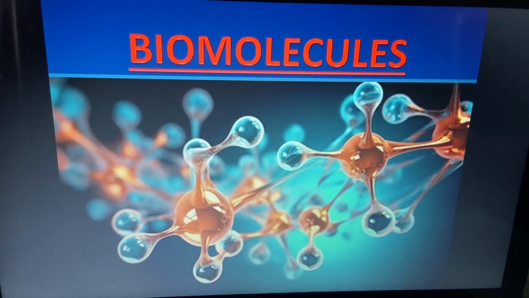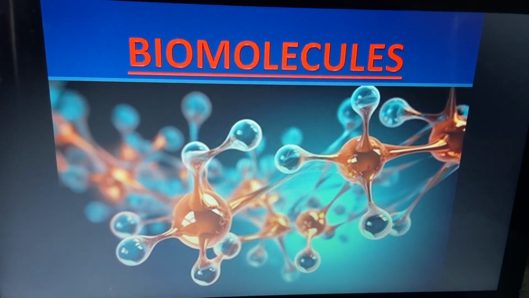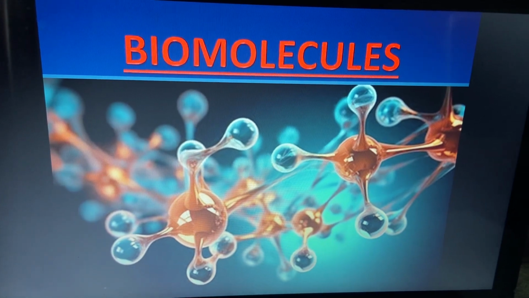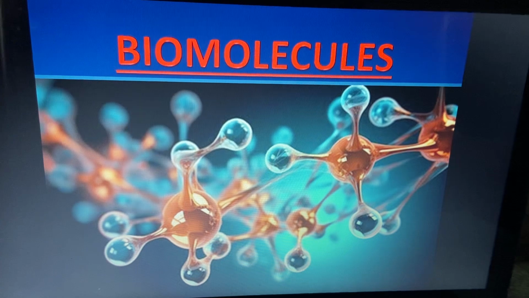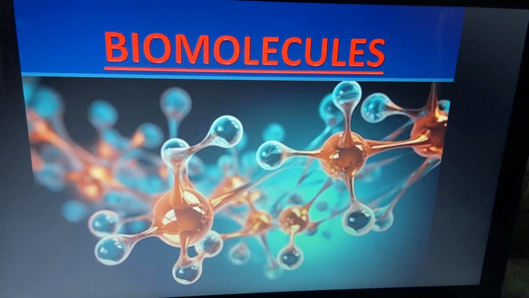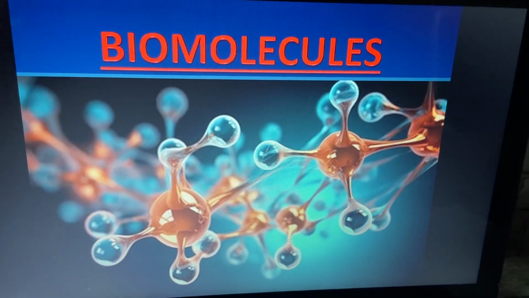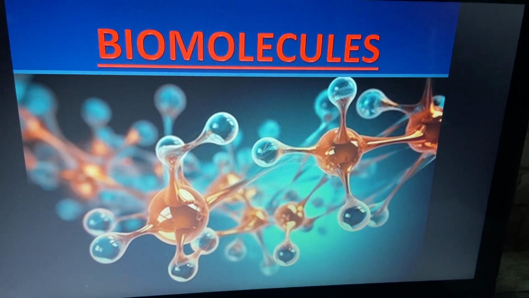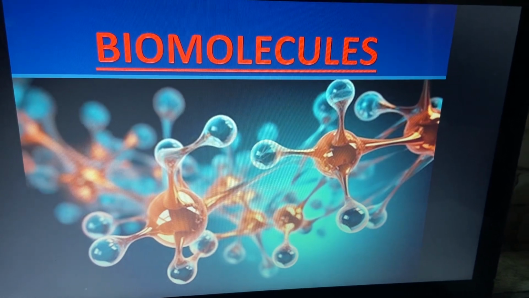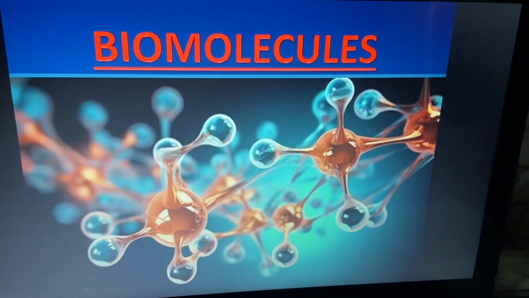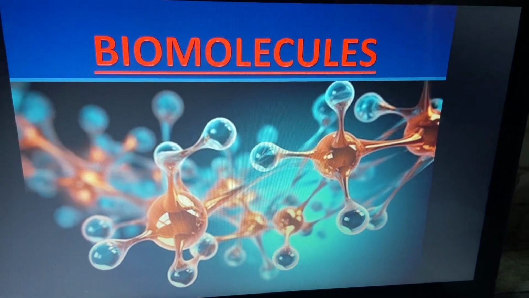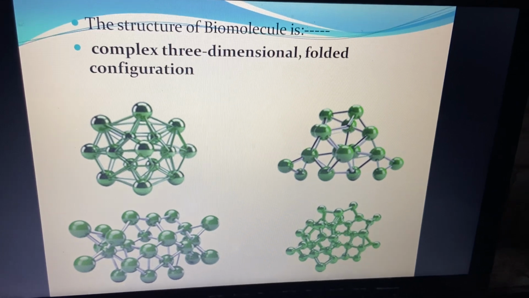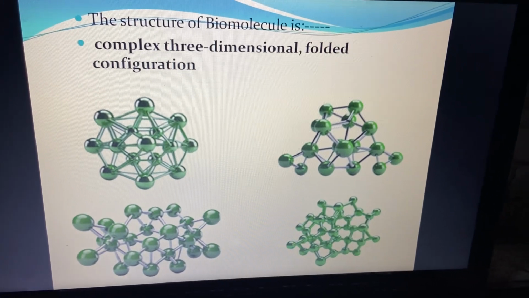As we already know, all living organisms are made up of some chemicals or chemical compounds. If a chemical analysis is performed on a living cell, for example a plant tissue, an animal tissue, or microbial paste, then the list of elements we get includes, for example, carbon, hydrogen, oxygen. So biological molecules are the molecules produced by the living cells. We move forward. If we look at the structure of a biomolecule, it is a complex three-dimensional folded configuration.